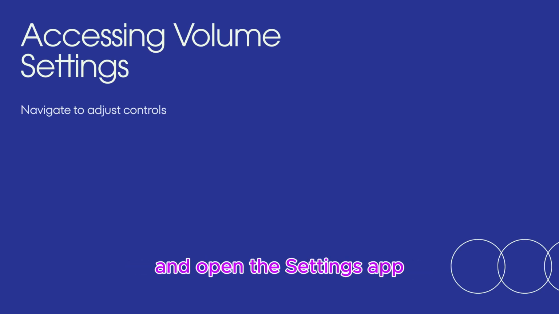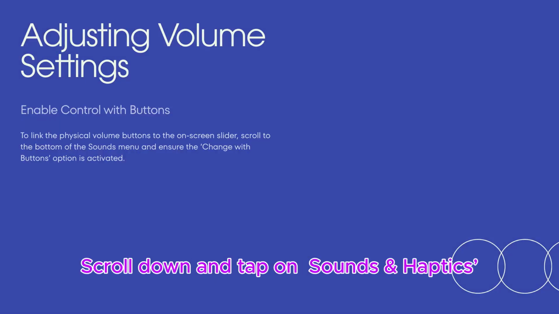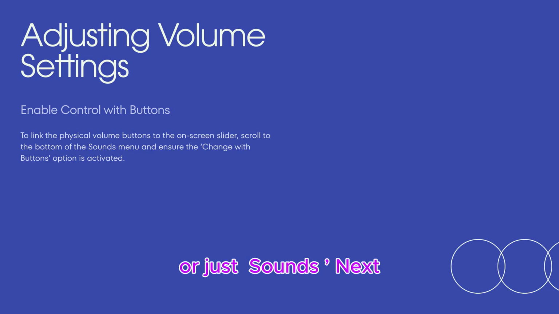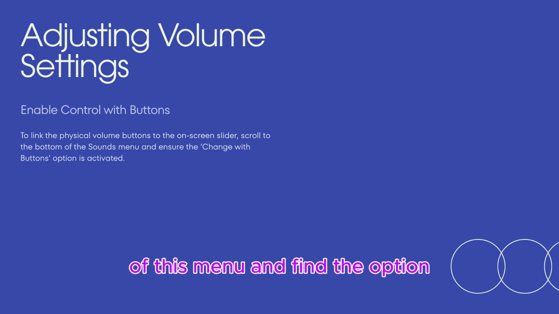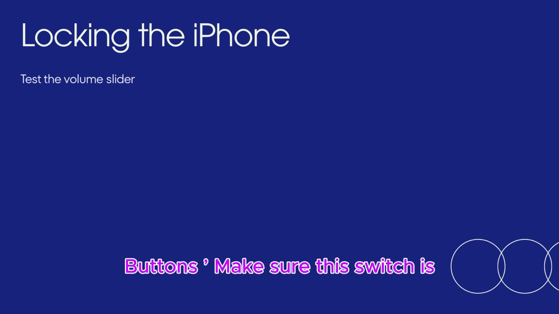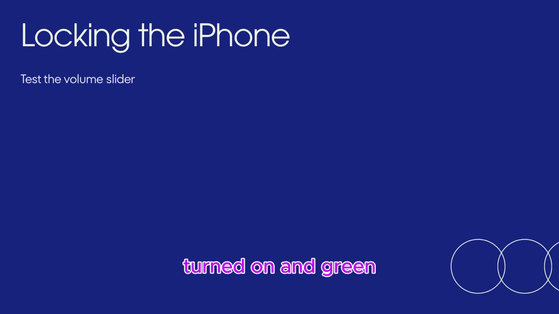First, unlock your phone and open the Settings app. Scroll down and tap on Sounds and Haptics, or just Sounds. Next, scroll to the bottom of this menu and find the option labeled Change with Buttons. Make sure this switch is turned on and green. This setting links your physical volume buttons to the on-screen slider.